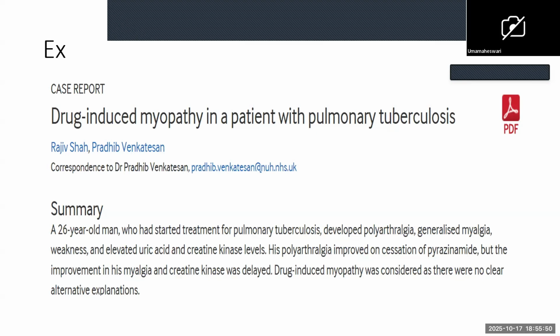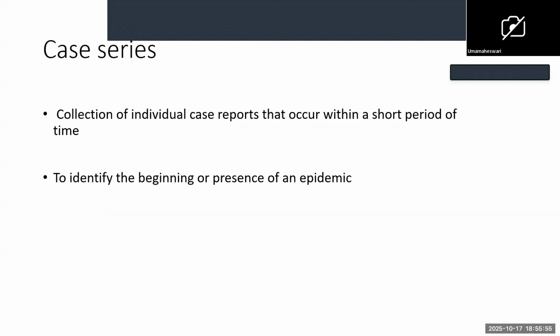A case series is nothing but a collection of your case reports. This is a collection of individual case reports that occur within a short period of time. For example, this is the Coldrif issue. You have seen that two states were reporting deaths due to Coldrif syrup within a short period of time. This is called your case series.